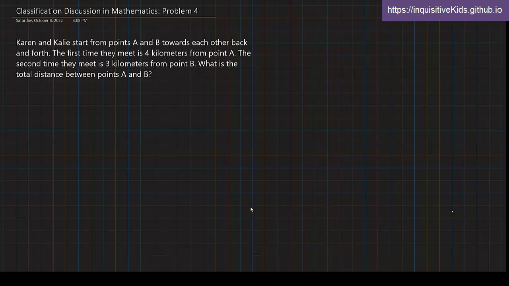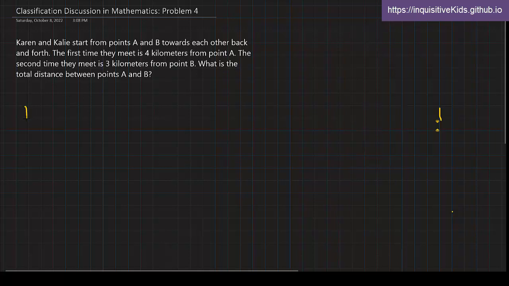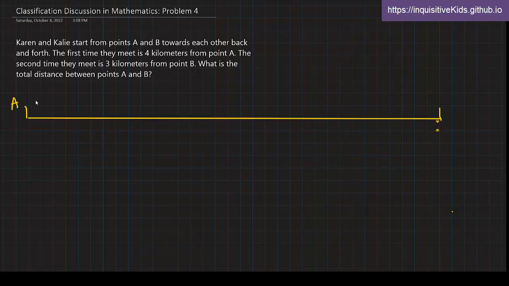So first, let's create a sketch of what is going on. We have points A and B on either side of a line segment that represents the distance between them. This is A and here is B. Karen, I'll write R for her, starts from A, and Kalie, I'll write L, starts from the right side. And they first start going.